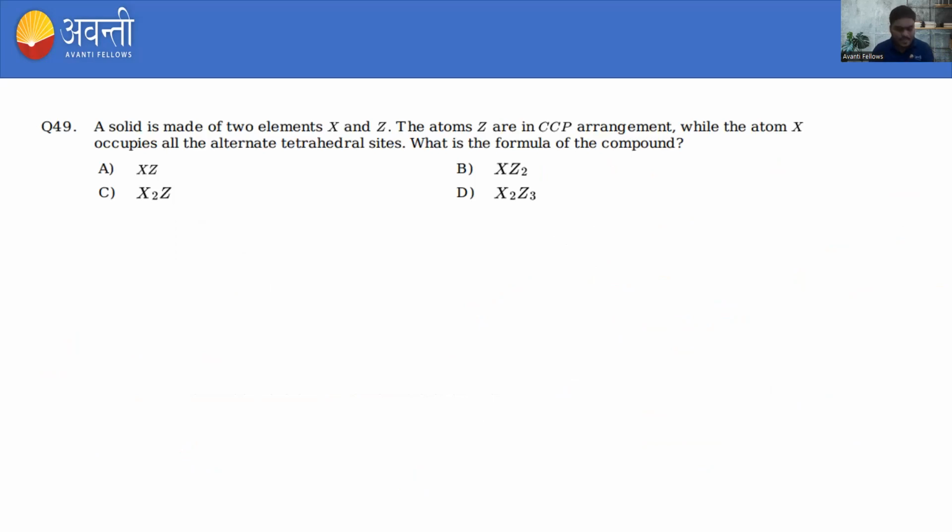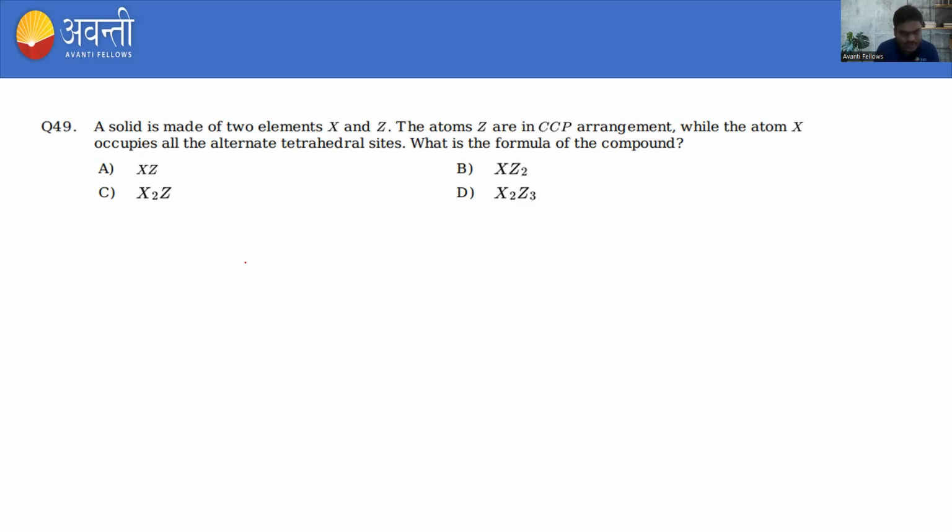So ये क्या कह रहा है भाई? तो question number 49 कह रहा है तुमसे, right? Question number 49 कह रहा है a solid is made up of the two elements X and Z. The atoms Z are in the CCP arrangement while the atoms X occupy all the alternate tetrahedral sites. What is the formula of this compound? So this question is also formula based, right?